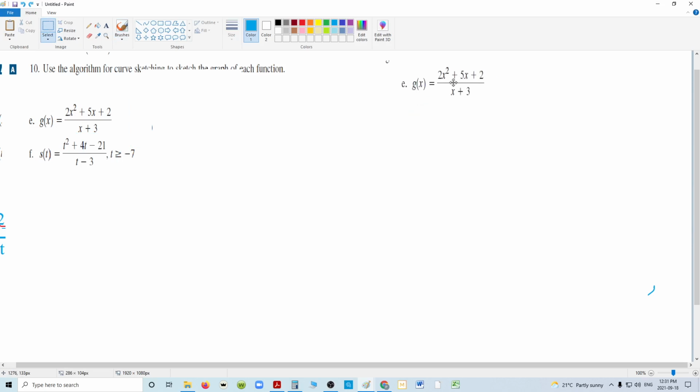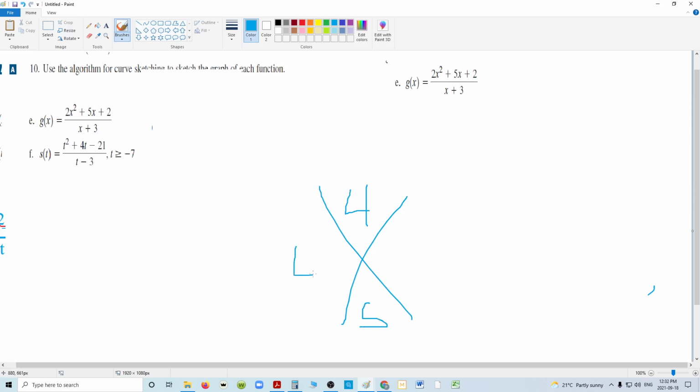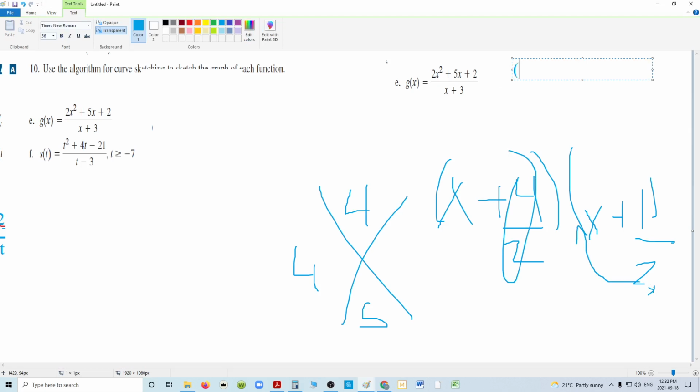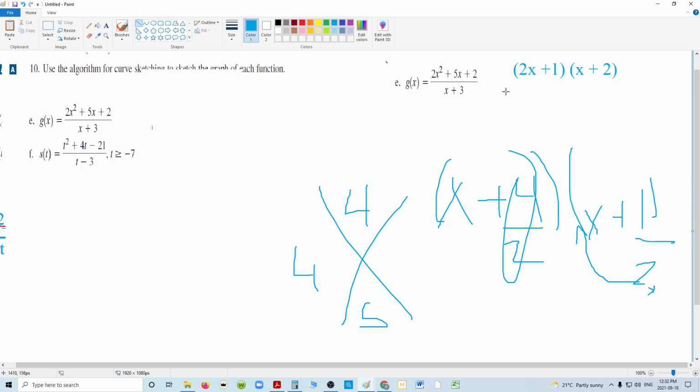Does 2x squared plus 5x have a factor? Well, does a number that multiplies out to 4 add up to 5? 4 and 1. But you can't use x plus 4 and x plus 1 because there's a 2 in front of that x. So you have to use the slip and slide method, which means you divide both by 2. This becomes x plus 2. This can't divide, so it goes in front. So the factors up top are 2x plus 1. You can go ahead and look up the slip and slide method. It also saves you a lot of time. And down below, it's clear that we have an x plus 3.